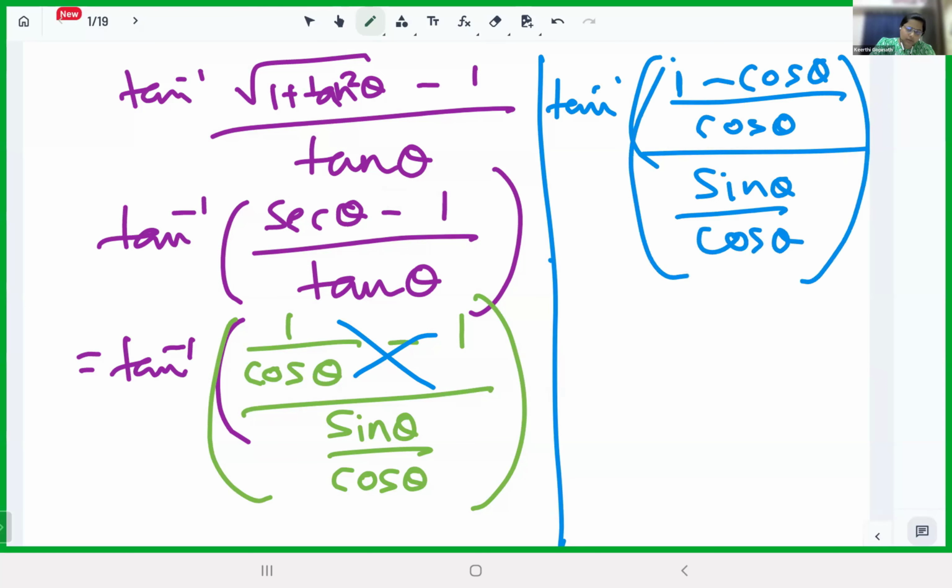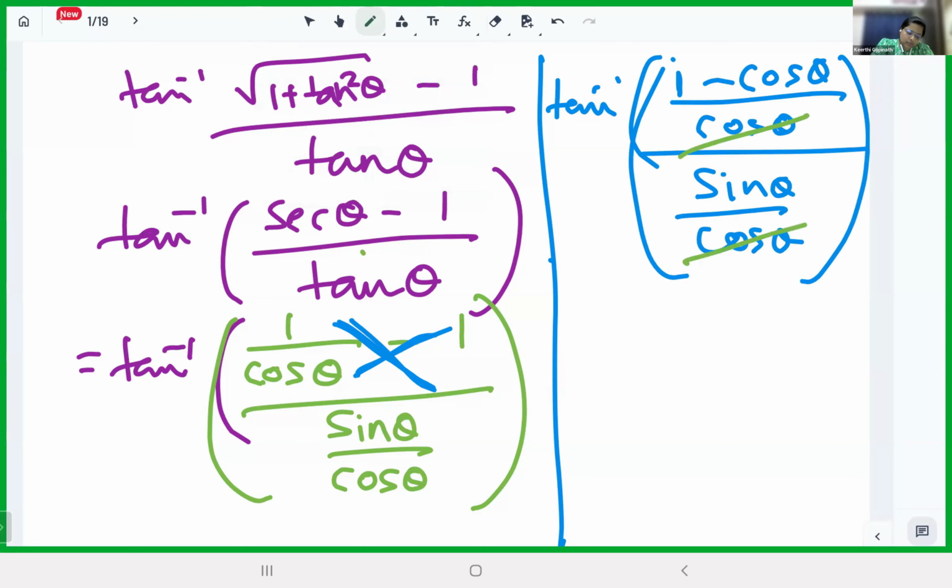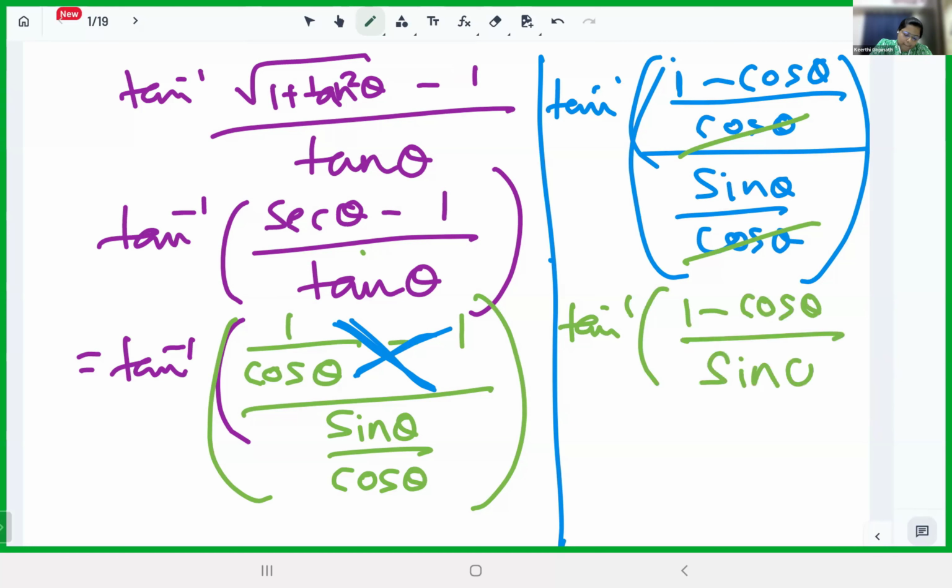The numerator, I simplified the numerator. It was 1 by cos theta minus 1. So, by cross multiplying, we get 1 minus cos theta by cos theta, and in the denominator, it is sine theta by cos theta. Now can we cancel these two? We can cancel these cos theta, right? So it will become tan inverse of 1 minus cos theta by sine theta.